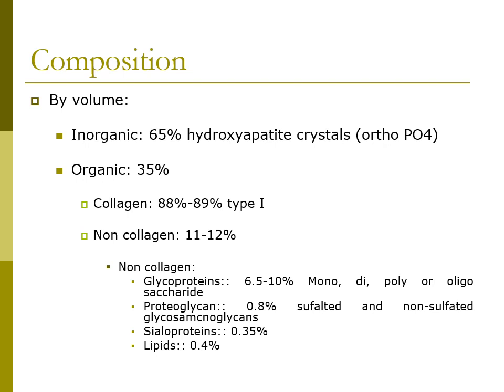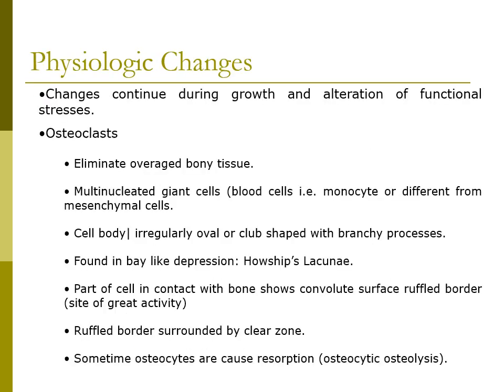By volume, bone is inorganic in nature. 65% is made up of hydroxyapatite crystals, and 35% is organic. Of the organic portion, collagen is 88% to 89%, mostly type 1, and non-collagen is 11 to 12%. Non-collagen components are basically glycoproteins, proteoglycans, sialoproteins, and lipids. Glycoproteins are between 6.5 to 10%, that is mono-, di-, poly-, or oligosaccharides. Proteoglycans are 0.8%, sulfated and non-sulfated glycosaminoglycans. Sialoproteins are 0.35%, lipids being 0.4%.